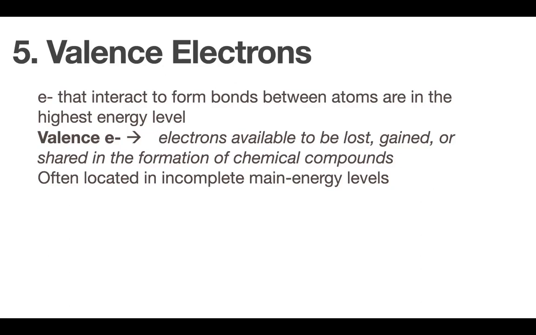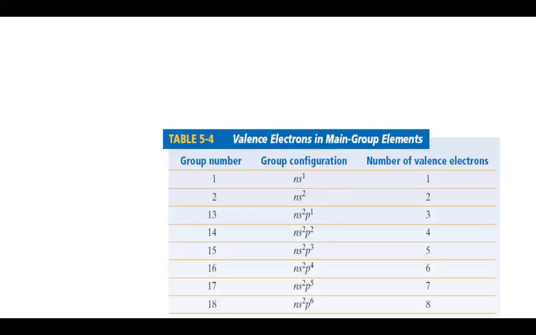Valence electrons are, I would say, almost always located in incomplete main energy levels. I can't honestly think of any example where you would have a complete main energy level and have valence electrons, because that would make it a noble gas, and noble gases just don't react. So here's a really easy table to figure out valency as you go through the periodic table. So group 1, their configuration was ns1. That 1 electron is the valence electron.